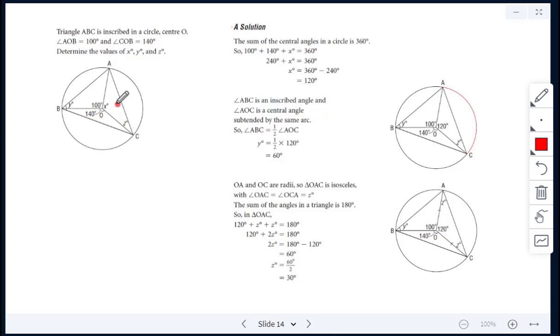We know that the sum of the angles in a triangle is 180 degrees, and we already know that angle X here was 120 degrees. So take 120 degrees, divide it by 2, that gives us 60. Take 60 degrees, divide it again by 2 to give us 2 angles here. So that gives us 30 degrees.